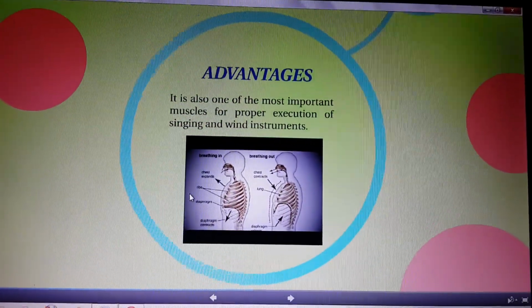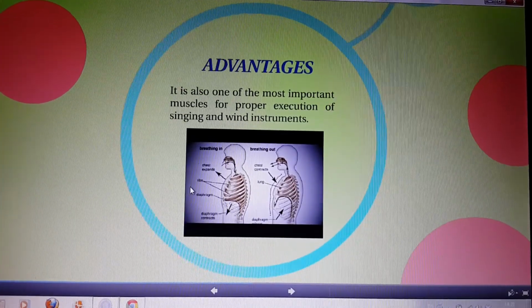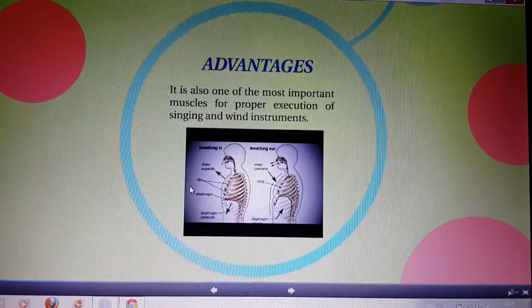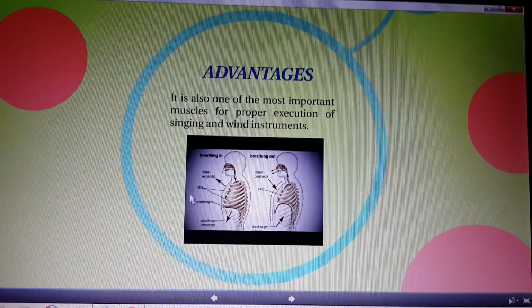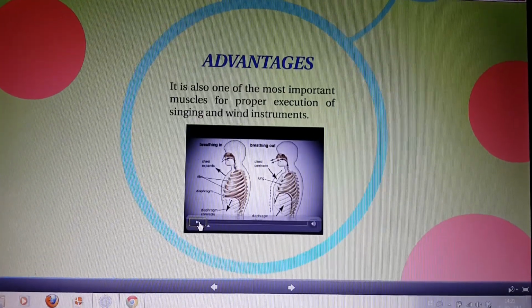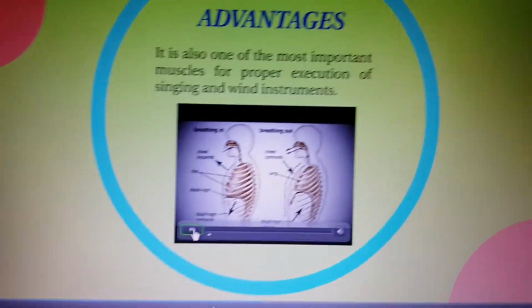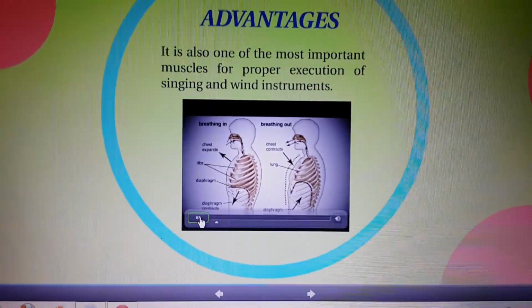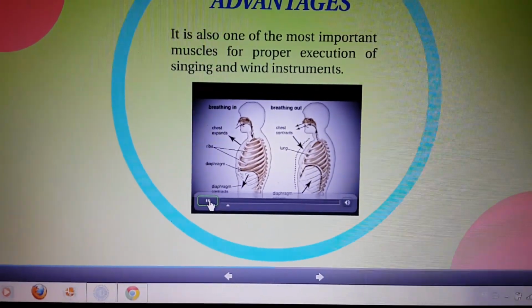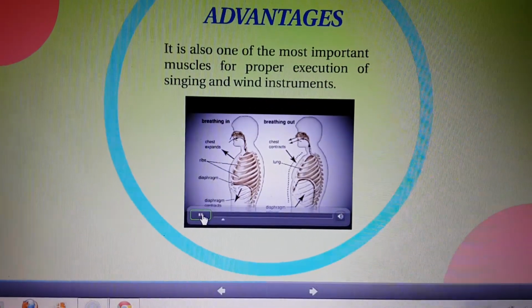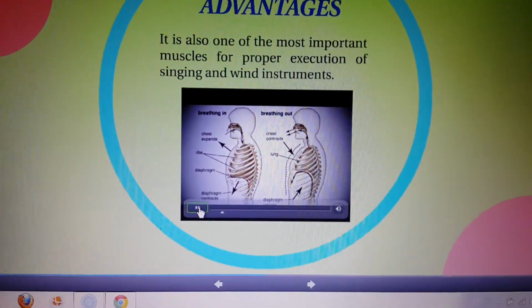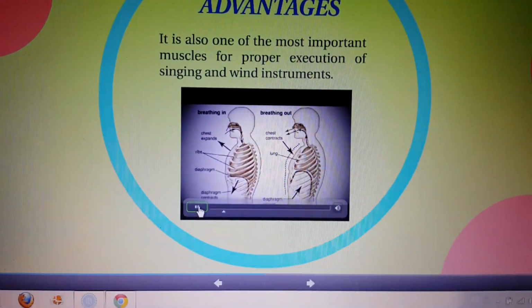Advantages. It is also one of the most important muscles for proper execution of singing and wind instruments. I'm sure you can see on this picture of the diaphragm that there's a slightly darker line just underneath the rib cage. This is the diaphragm, and it's actually as thick as a piece of car tire.